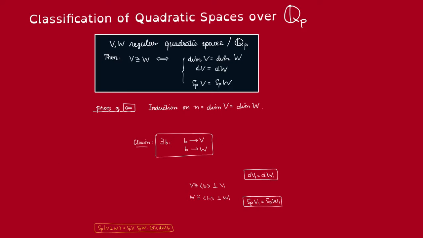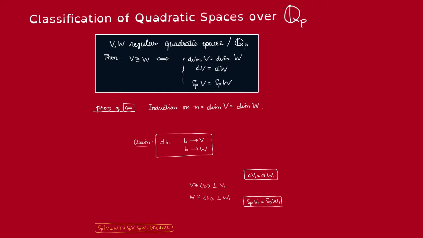So today we're going to classify quadratic spaces over Q_p. Now remember, previously we classified quadratic spaces over finite fields, and their isometry classes are uniquely determined by just two invariants, the dimension and the discriminant. For quadratic spaces over the p-adics, we'll need one more invariant, the Hasse invariant.